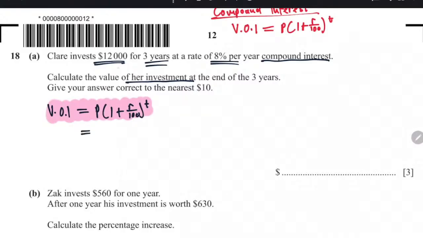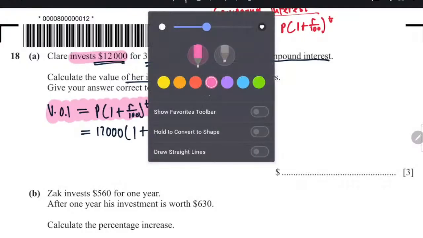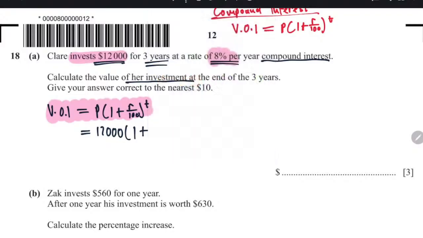Then we say principal is the money that is invested, so it's 12,000. Then you say 1 plus, what is the rate? Rate is the percentage, which is 8. You divide it by 100. So you say 1 plus 8 over 100 to the power of time. You just check time, the number of years, which is 3. And you tell me, what value do you get?